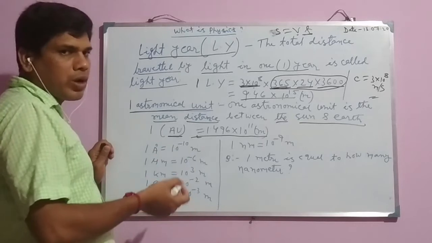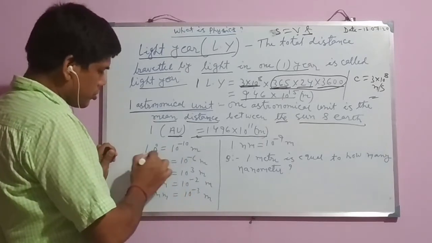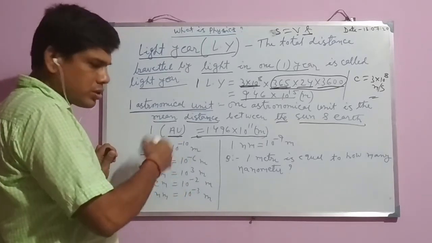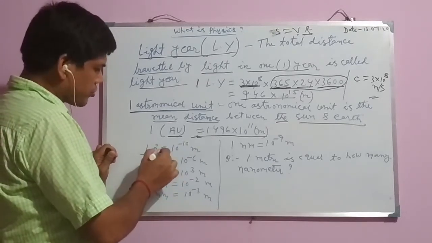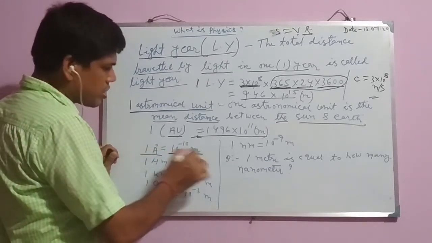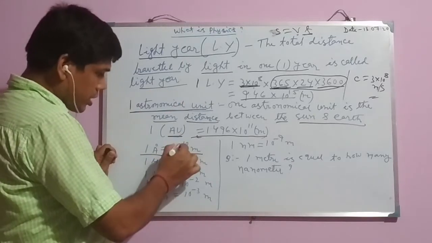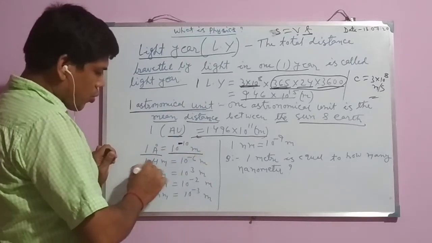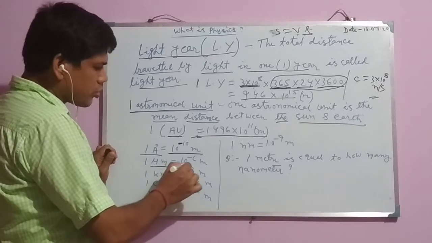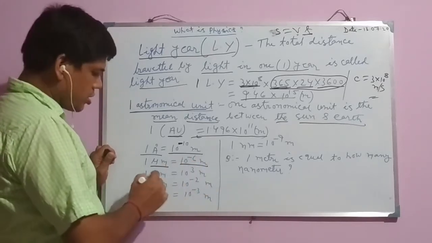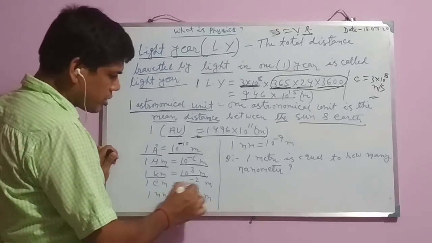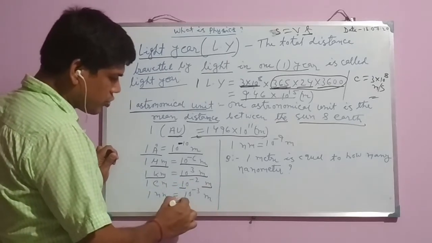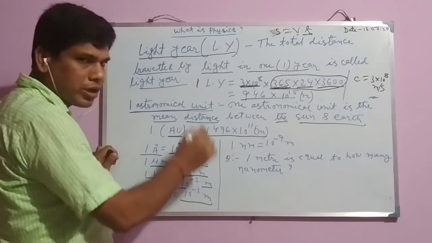How to convert one unit to another unit? You have to know the value of these units. Like 1 angstrom equal to 10 to the power minus 10 meter. 1 micrometer equal to 10 to the power minus 6 meter. 1 kilometer, 10 to the power 3 meter. 1 centimeter, 10 to the power minus 2 meter. 1 millimeter, 10 to the power minus 3 meter. All are converted into meter unit.